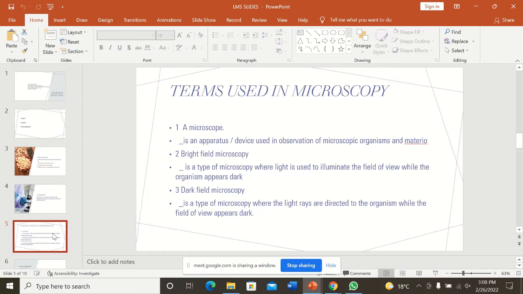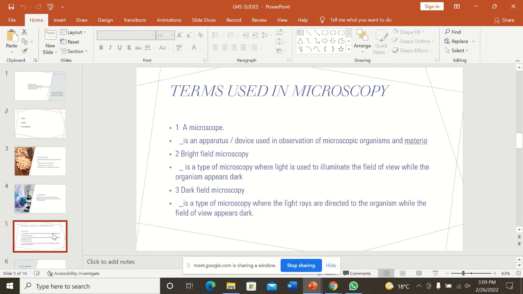Well, let's continue. Bright field microscopy is a type of microscopy where light is used to illuminate the field of view while the organism appears dark. That is, the field is illuminated while the organism appears dark. The last term is dark field microscopy.